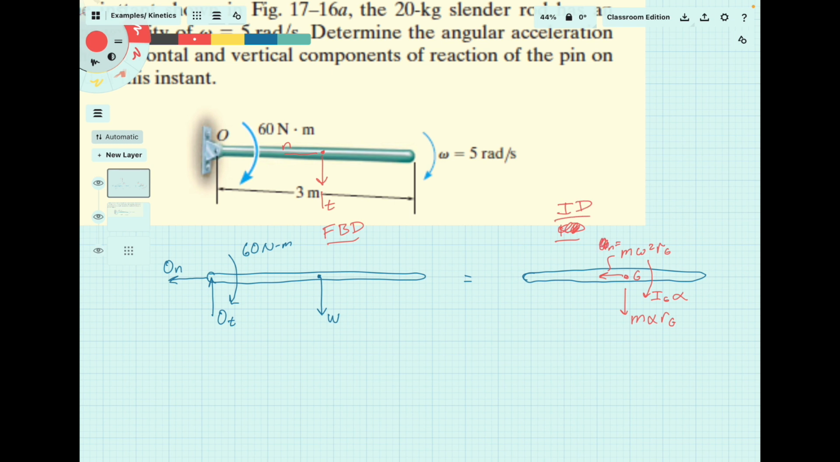Let's do this: mass times an, there we go. Omega squared rg, of course, is the normal acceleration. I just needed that mass in there. And then down here, our tangential acceleration times mass is equal to mass alpha rg. And then we also have to have the actual Ig alpha term for the summation of moment equation.